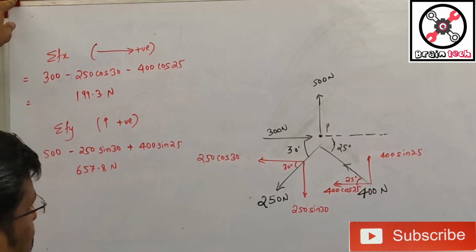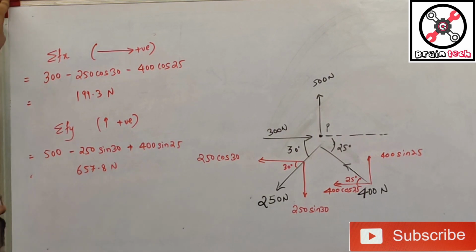No need to show the arrow. If it is negative, then write the magnitude and show the direction that it is downward.